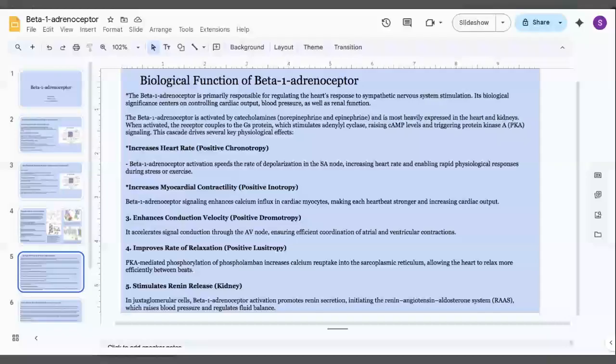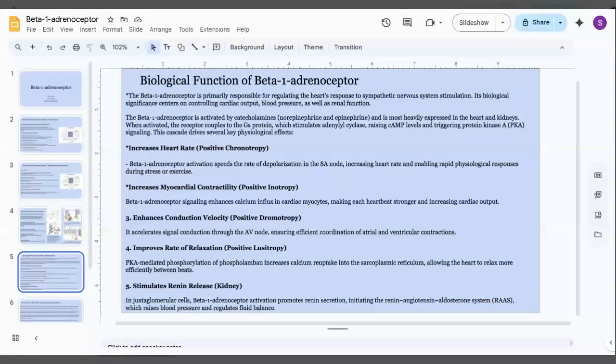It also improves the rate of relaxation. So, kind of going back to that rest and digest now, the norepinephrine, the noradrenaline. Again, the protein kinase A mediated phosphorylation increases calcium reuptake into the sarcoplasmic reticulum, allowing the heart to relax a little bit more and more efficiently between beats.